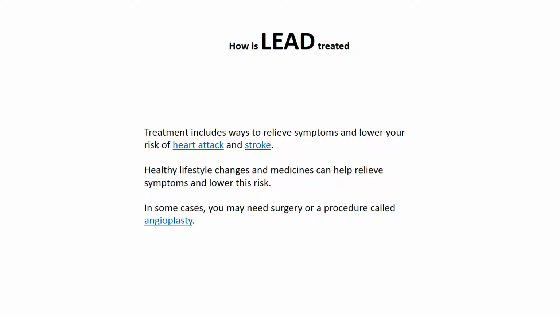How is lower extremity arterial disease treated? Well, the treatment includes ways to relieve the symptoms and lower the risk of a heart attack and stroke. Healthy lifestyle changes and medications sometimes relieve the symptoms and lower their risk of heart attack and stroke. But in some cases, they may need surgery or a procedure called angioplasty. And that's where the vascular surgeons go in and take care of the blockage.